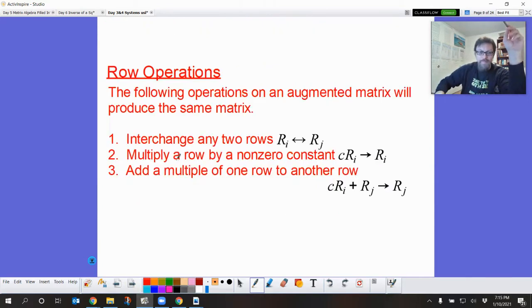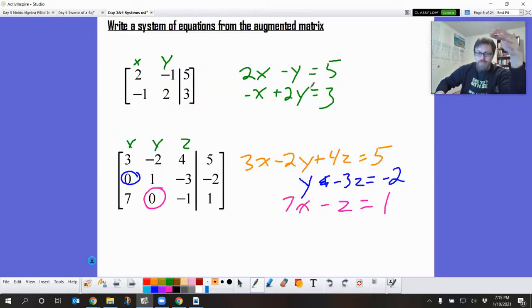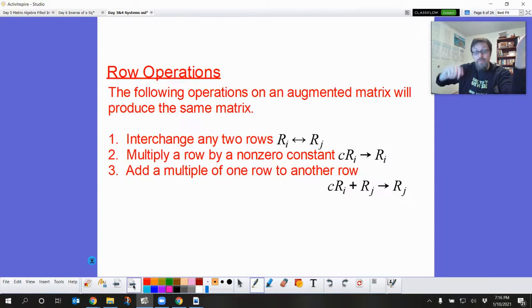No problem. We can also multiply a row by a non-zero constant. So we can multiply a whole row by something. And if you think back to equations, that makes sense. Could I multiply both sides of this equation by like 2 or 7? Yeah. And then it would just change these numbers in the matrix. Okay, if I can do it with an equation, I can do it with that row in the matrix.